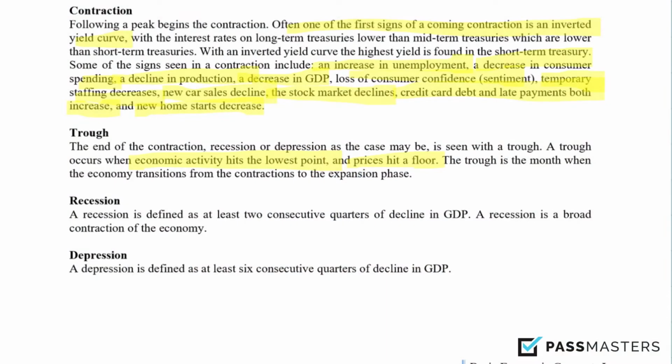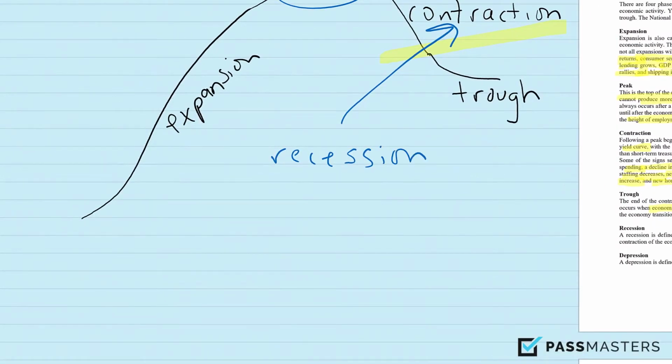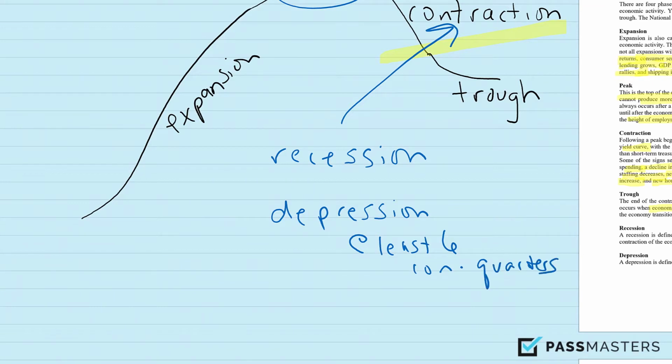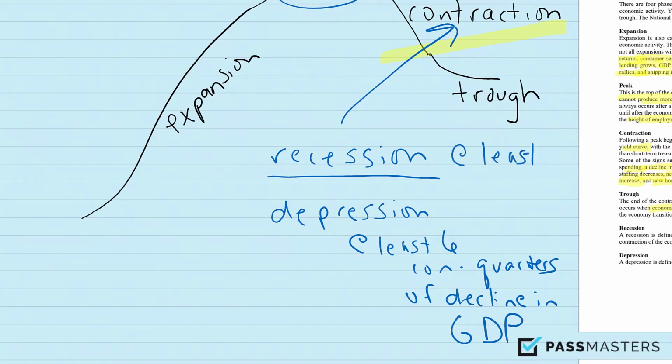Some other definitions that the test definitely likes: recession and depression. So related to this idea of a contraction, the test wants you to know how long do these last for. A depression is at least 6 consecutive quarters of declining GDP, gross domestic product, where a recession is at least 2. So definitely questions on the test.